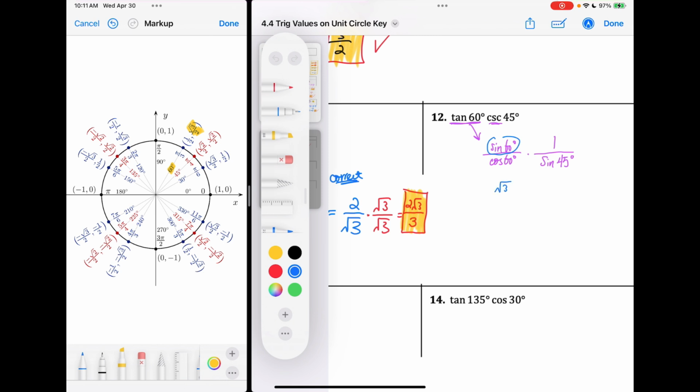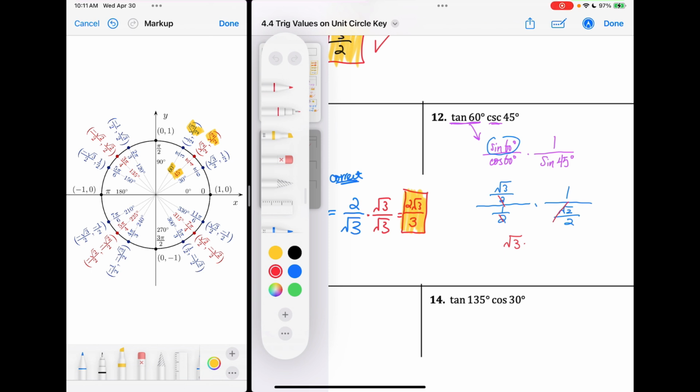Sine of 60 degree based on the picture will be square root 3 over 2 over cosine 60 degree, and that will be 1 over 2, and times 1 over sine 45 degree. For my sine, it will be my second one again. That will be square root 2 over 2. Now housekeeping. In class we talk about that. The 2 and 2 denominator cancel out.